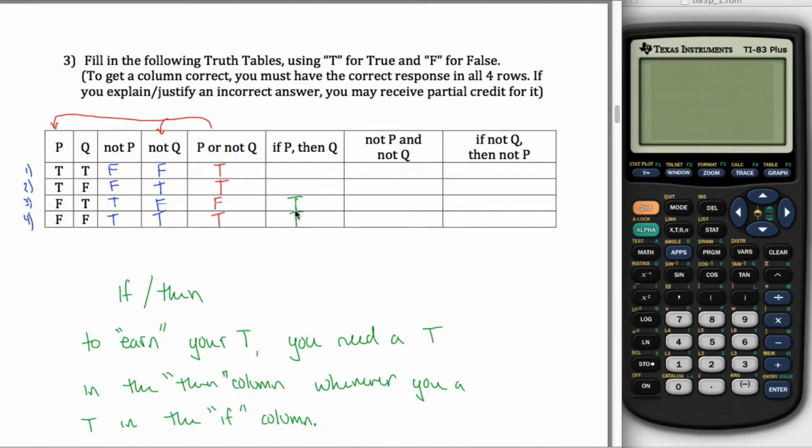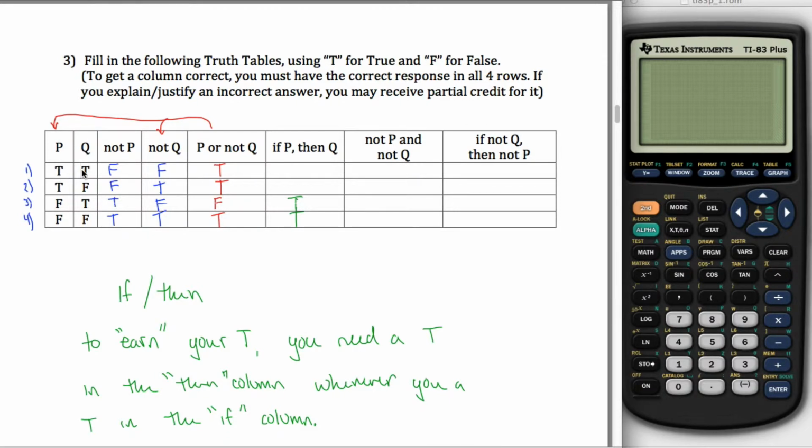But logically speaking, we only need a T in the Q column if there's already one in the P column. If there's not one in the P column, we're good. We can put a T down right away. So these first two, if you have a T in the P column, you're playing the game, you have to do work. And what is the game? Well, it's Q. You've got to look in the Q column and see if you have a T here.